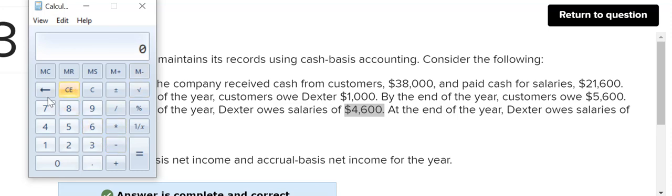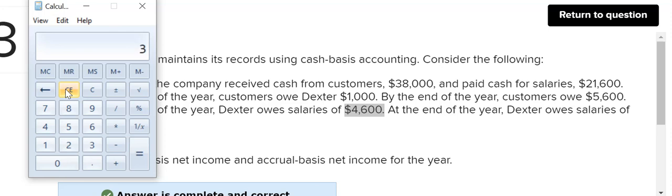So 21,600 minus the amount they actually paid from last year off, you're going to have, this is your total expenses. We will compare that to the revenue amount that we had. We'll subtract this 19,800 from the revenue that we previously had.